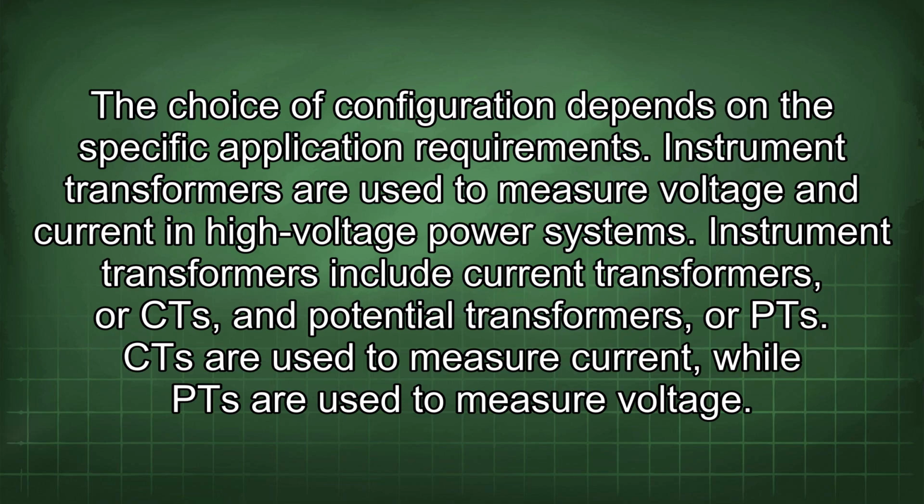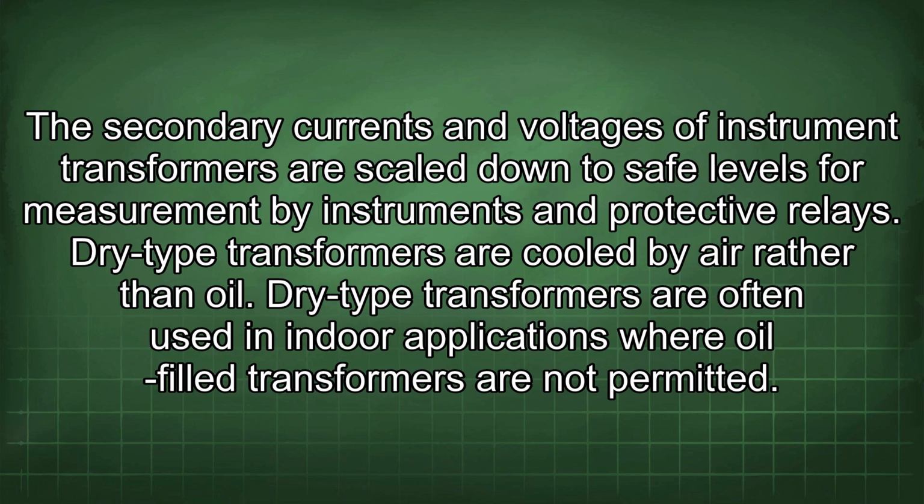Instrument transformers are used to measure voltage and current in high-voltage power systems. Instrument transformers include current transformers, or CTs, and potential transformers, or PTs. CTs are used to measure current, while PTs are used to measure voltage. The secondary currents and voltages of instrument transformers are scaled down to safe levels for measurement by instruments and protective relays.